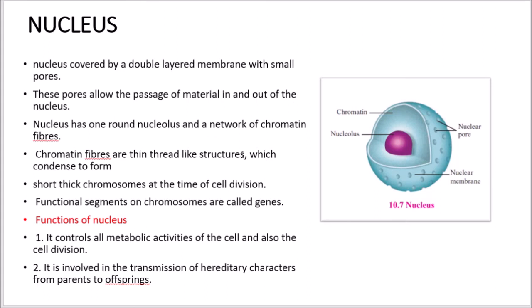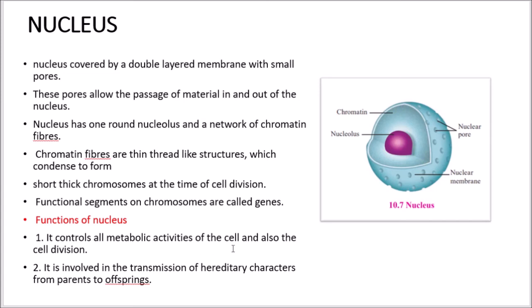The nucleus has one round nucleolus and a network of chromatin fibers. Chromatin fibers are thin thread-like structures which are condensed to form short, thick chromosomes at the time of cell division. Functional segments on chromosomes are called genes. Then the function of the nucleus: it controls all metabolic activities of the cell and also the cell division.